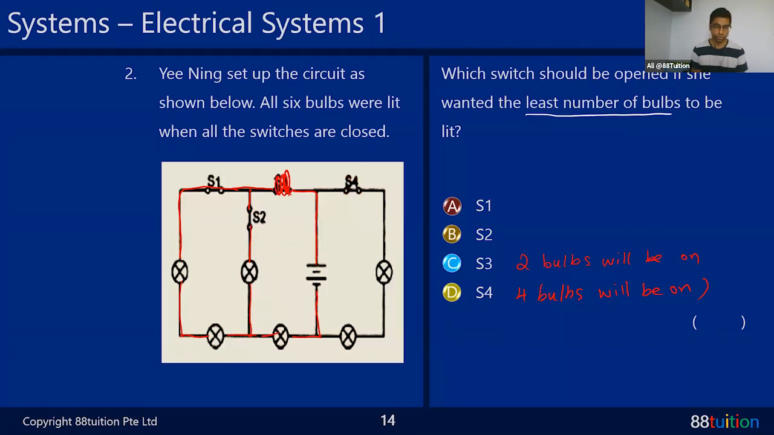And the other two, you have to try yourself, right? Switch 1 and switch 2, what will happen if you turn them off? You can take your own time and figure it out, because I'm going to upload this onto the website anyway after the lesson. So for those of you who are fast, very good. For those of you who are slow, you can catch up when you get a copy of the slides on the website. Okay, so the answer is C.